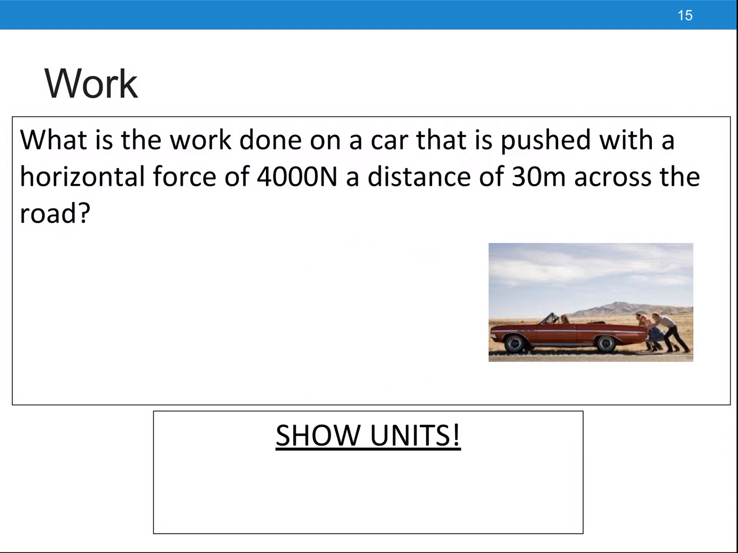All right. Next one. What is the work done on a car that is pushed with a horizontal force of 4,000 newtons, a distance of 30 meters across the road? Again, pause the video, try this one out, and don't forget to show all those units.